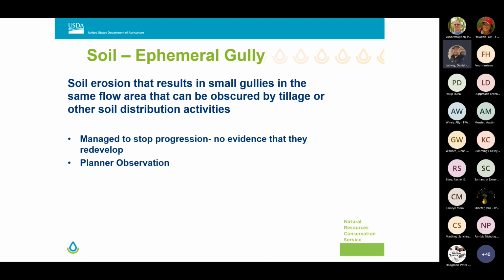So I'm thinking of those ephemeral gullies. If they disc them shut every year and they come back, and all we've planned is a single practice, say 345 residue management, have we treated the resource concern? No, because it keeps coming back.